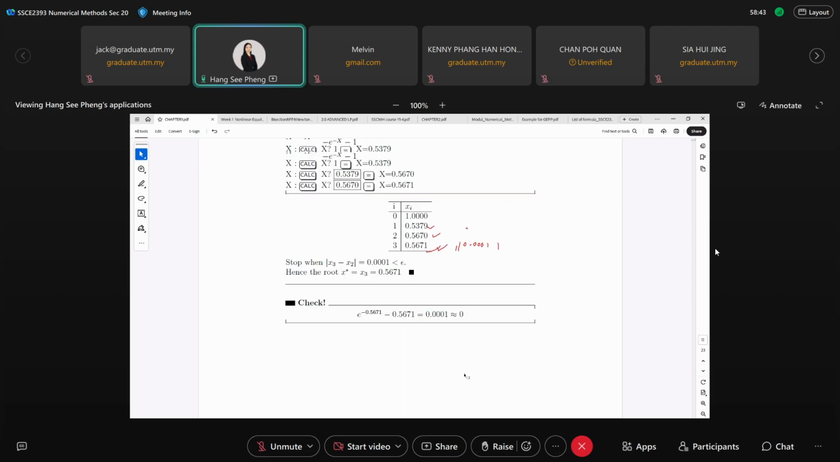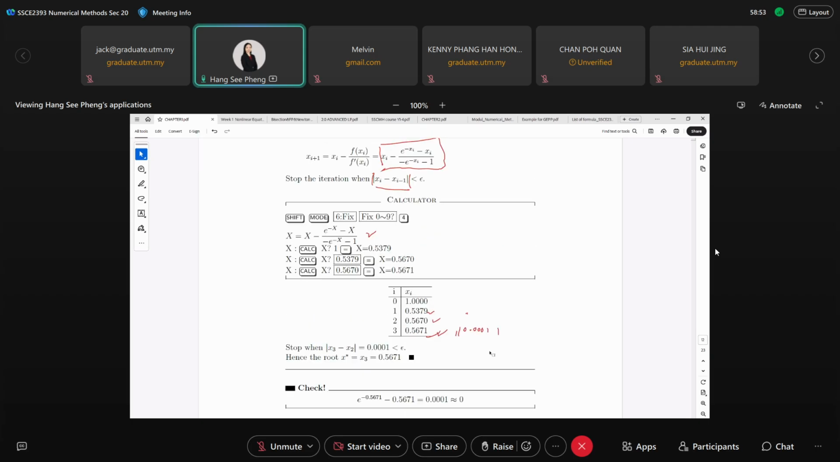Yeah. So we can check the answer after we obtain it here. You substitute it back to the fx, and it is equal to 0.001, approximately equal to 0. So that is the answer. Okay. So any question? No question, we go for the exercise, yeah?